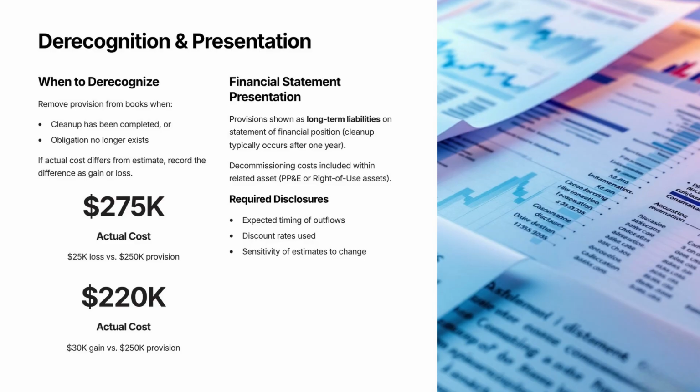Decommissioning provisions are usually shown as long-term liabilities on the statement of financial position, since the cleanup typically occurs well after 1 year. The decommissioning costs themselves are included within the related asset, for example, under PP&E, or right-of-use assets. Disclosure notes must include important assumptions such as expected timing of outflows, discount rates used, and sensitivity of the estimates to change. Now that we've mastered IFRS, let's compare it to ASPE.